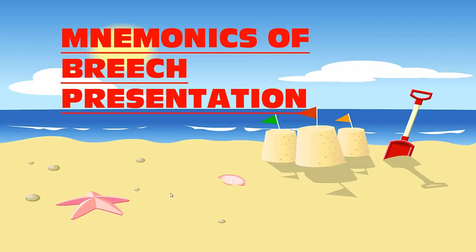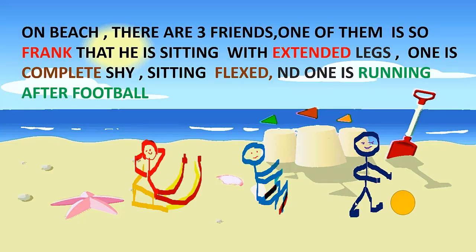In order to memorize the types of breech presentation and the extension and flexion of hip and knee joints in them, there is the mnemonic or short story of breech presentation. This is the story of 3 friends who are spending time on beach. One of them is so frank that he is sitting with extended legs. One is complete shy, sitting flexed. And one is running after football. So note the attitude of 3 characters.